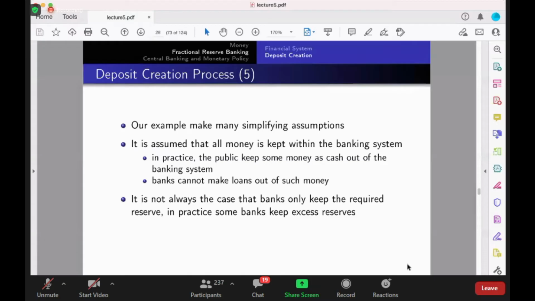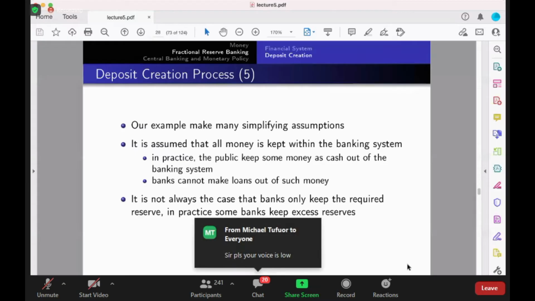The person could keep some money as cash out of the banking system, and banks cannot make loans out of such things. It is not always the case that the bank will only keep a required reserve ratio. The bank can have other interests and decide to keep some of the money and not use all of the excess reserve. Exactly. So we made some very, very simplistic assumptions.